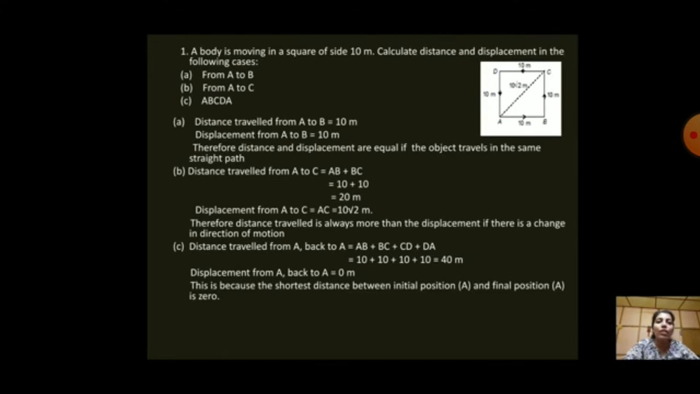Okay. Then the third one is you have to find the distance and displacement from A, B, C, D, A. So from A to B 10 meters, B to C 10 meters, C to D 10 meters, again D to A 10 meters. That means total distance will be 40. 10 plus 10 plus 10 plus 10. Okay. However, displacement will be what? 0. Why? Because the body was starting at A and it has ended its journey at A itself. So starting and ending point are same. So displacement will be 0. So likewise, you can calculate the distance and displacement.